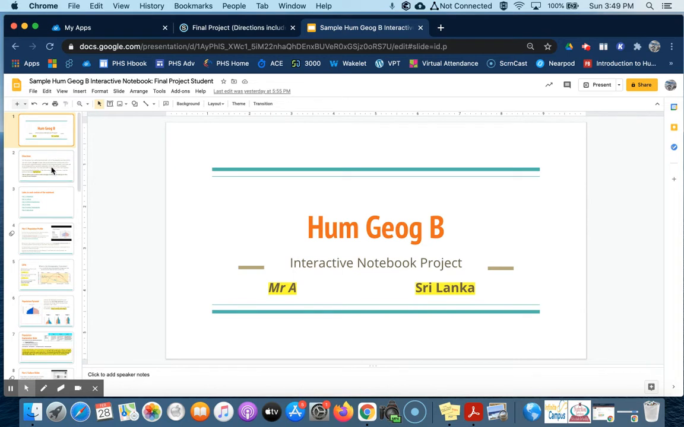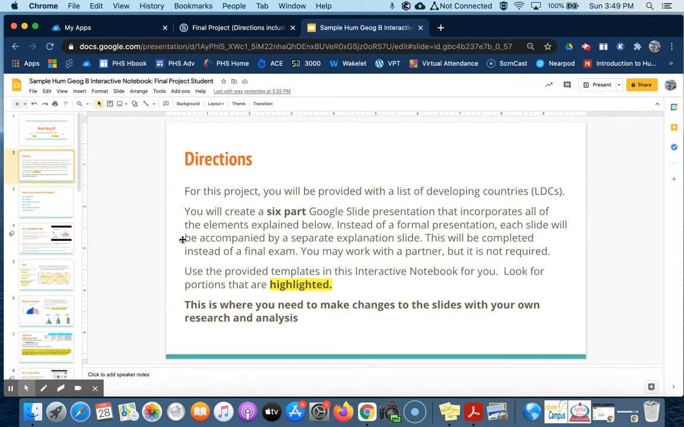The directions that you need to follow for this assignment are contained within this template, as well as links to resources that you will want to use to help you complete the project. The rubric is included in the slides, as well as daily instructions for each part of your interactive notebook. For this project, you're going to be provided with a list of the LDCs. Well, we're kind of doing that together.